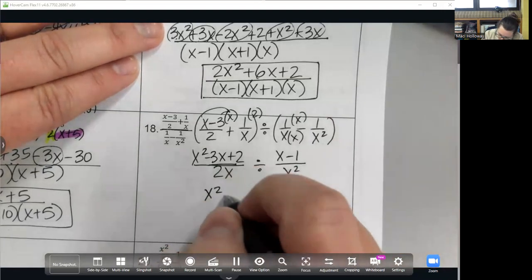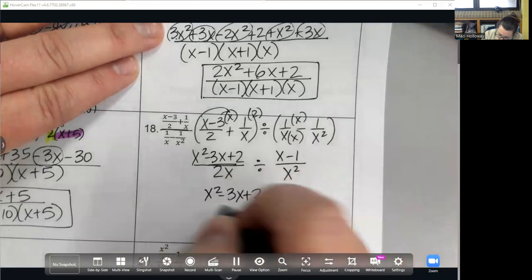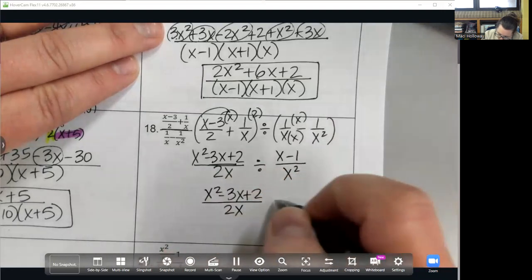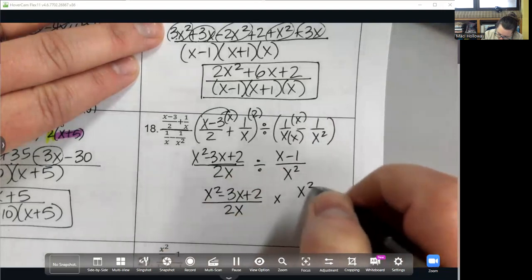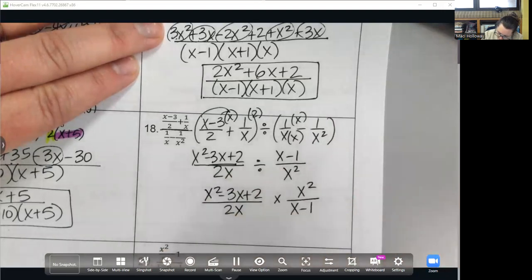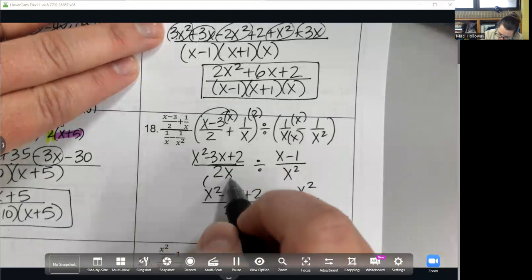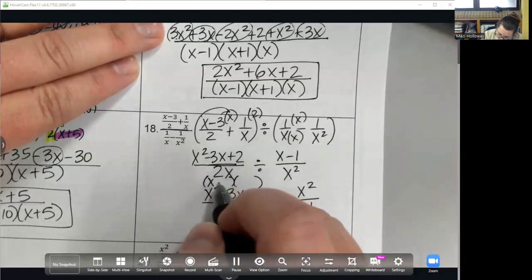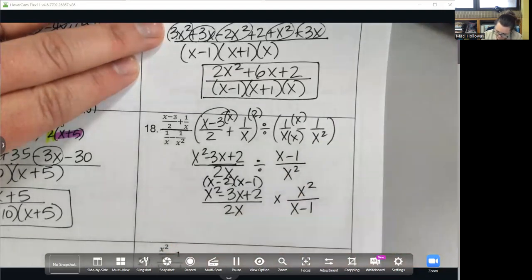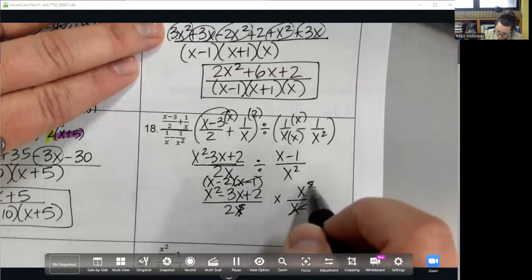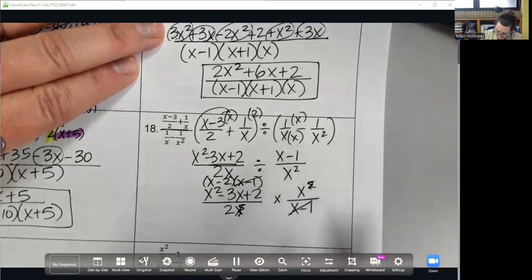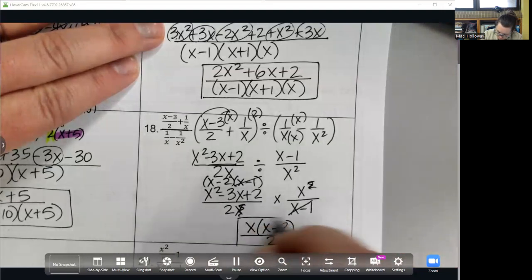So we have x squared minus 3x plus 2 over 2x times x squared over x minus 1. I know I can factor this. What multiplies to get positive 2 and adds to get negative 3? I'm going to say minus 2, minus 1. All right, so, oh, that's nice. Those cancel. I can cancel 1x down here with 1x up there, and there's 1 left. So let's see what's up top. x and x minus 2. And on the bottom, we have a 2. That's your answer.